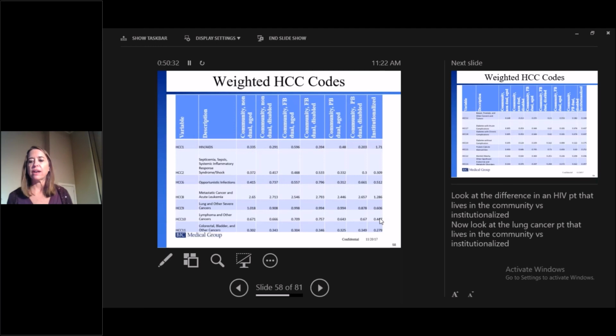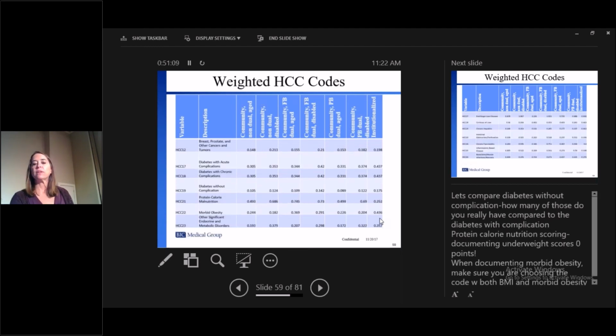Now, if you look at the lung cancer patient that lives in a community versus the institutionalized, it's actually quite the opposite. That is because the institutionalized patients are going to have more controlled medication regimens and more controlled follow-up versus your little lung cancer patient who's sitting at home, who's too sick to get out, or whose family member isn't coming and checking on them. So they're more likely to end up hospitalized in the ICU than somebody who's in the nursing home, who's having somebody have eyes on them multiple times during the day.